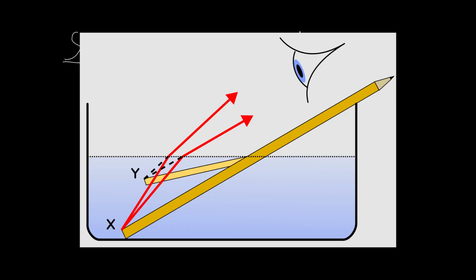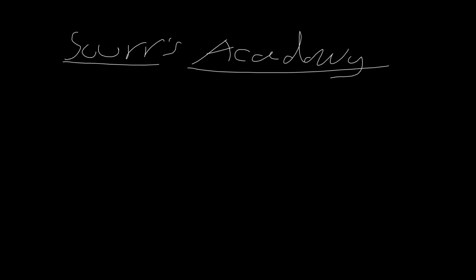We can see in this diagram of a pencil in a clear glass container, the light leaves position X and is refracted as the medium shifts from water to air. The refracted angle of Y is then observed, showing a false perception of where the pencil is really located.